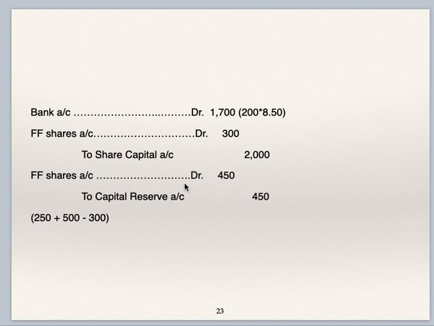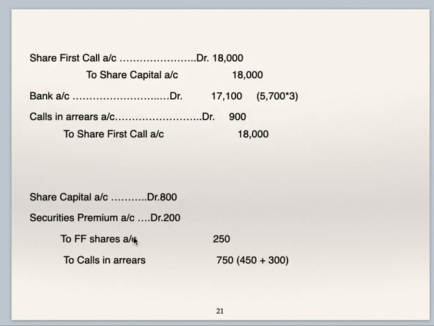How this amount is to be calculated, that I will let you know. They have reissued D's entire 100 forfeited shares. But of Z's 200 shares, only 100 shares they have reissued. So if you go through the journal entry of forfeiture of D's shares, you will find 250 to the credit of forfeited shares account. I will show you. See here, 250. This is the entire 100 shares of D they have reissued.